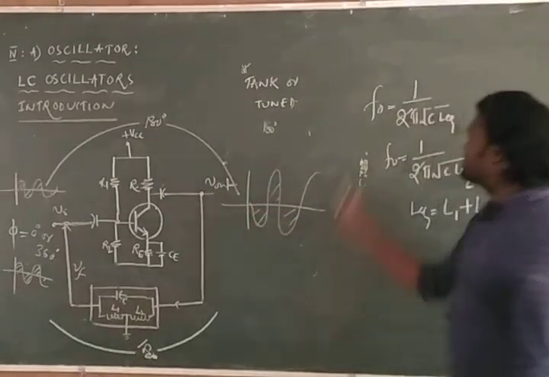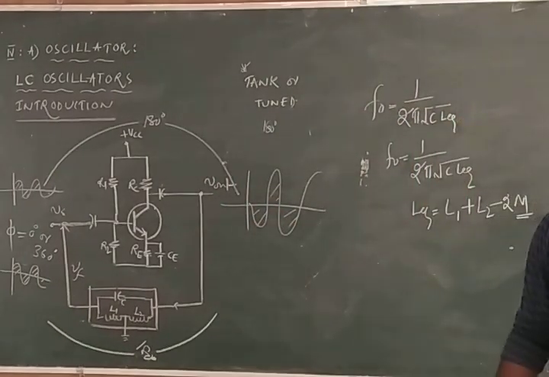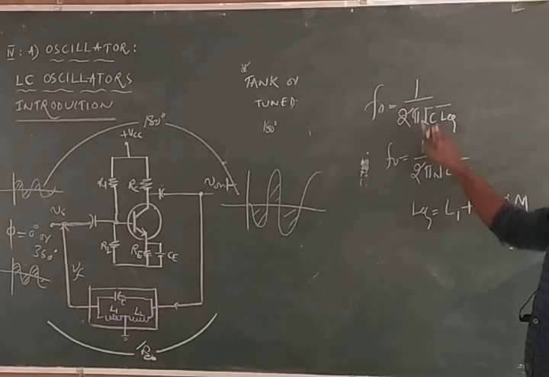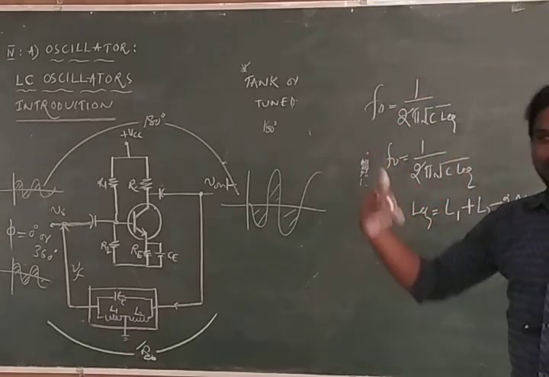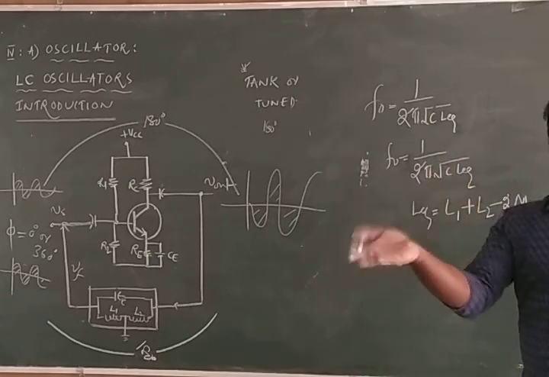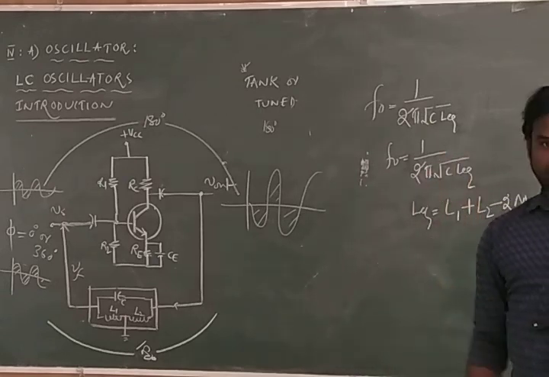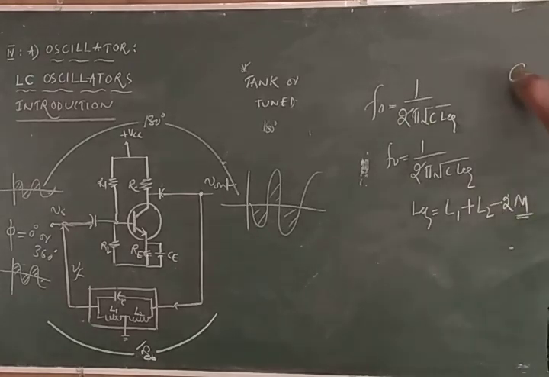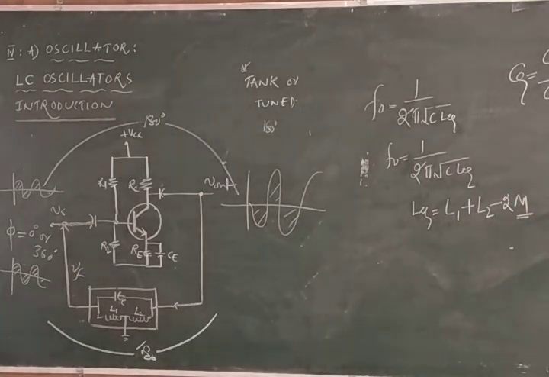The circuit diagram remains the same. Then FO is equal to 1 by 2 pi under root L into C equivalent now, because two capacitors are there, where C equivalent is equal to C1 C2 by C1 plus C2, when the two capacitors are connected in series. Right? This is the Colpitts oscillator.